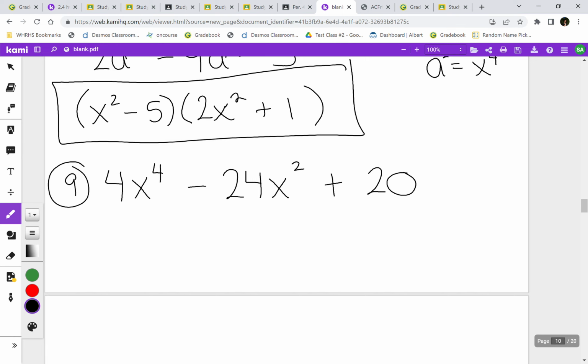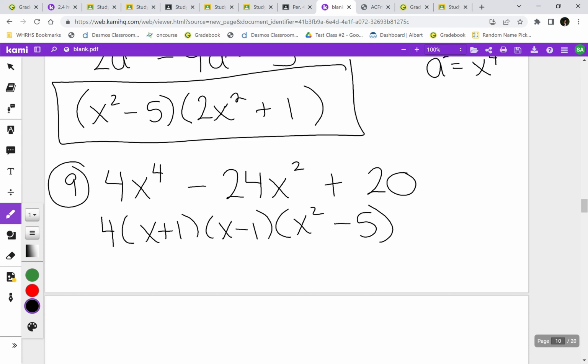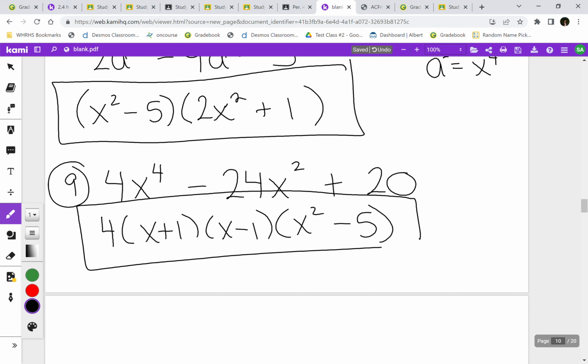All right, who has an answer for me completely factored? Who has an answer completely factored? Ariana. How many people got that? Yay, you all win. All right, who wants to see me do this?